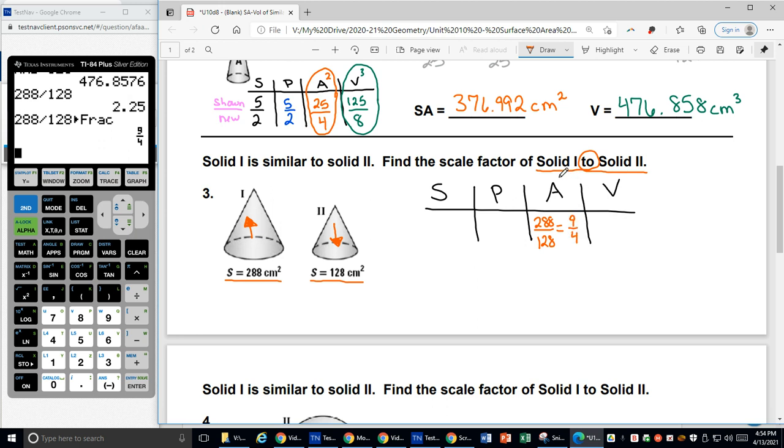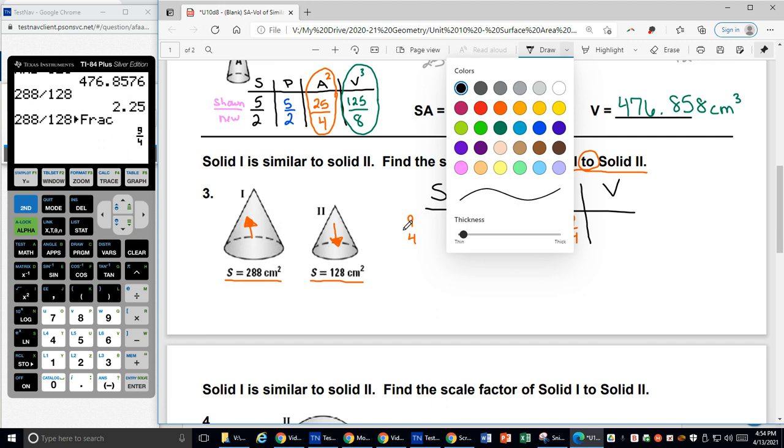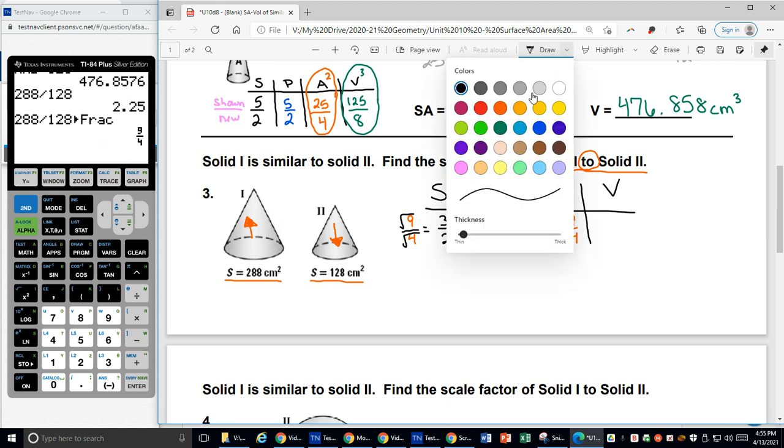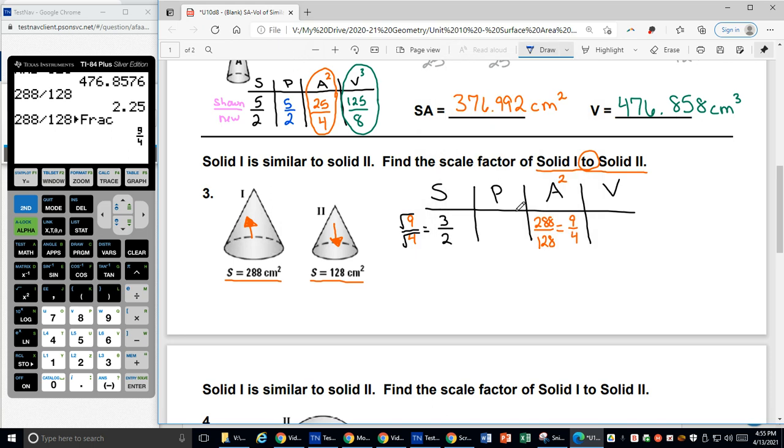And I know my area is my scale factor squared. So if I want to get back to my scale factor, I have to take that 9 and that 4, and I have to unsquare them. So to unsquare them, we have to square root. So my original scale factor was the square root of 9, which is 3, and the square root of 4, which is 2. So my scale factor is 3 to 2. The ratio of my perimeters is 3 to 2.